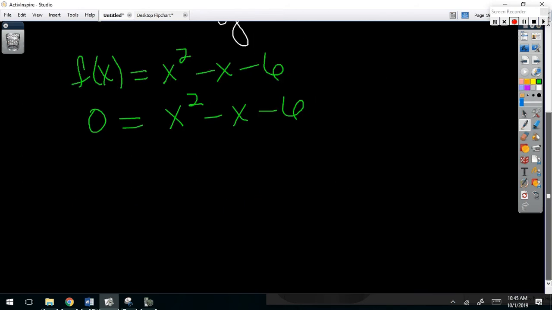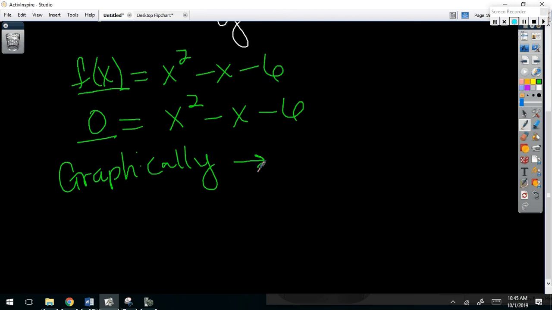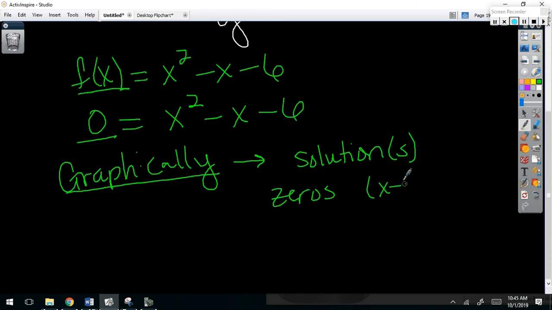So look, if I've replaced y with 0, right? Then graphically speaking, my answer is where? Exactly. Your solution would be the zeros or the x-intercepts. So that's exactly what I'm going to do. We will, but not yet. That's algebraically. We're going to talk about all the different ways to solve. Today is just graphically. We're going to put it in the calculator and see where it crosses.